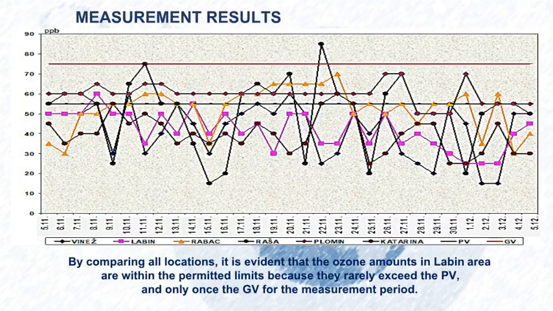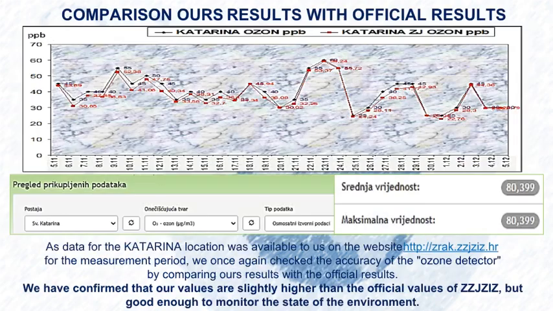On all locations, it is evident that the ozone amounts in the Labin area are within the permitted limits, because they rarely exceed the PV, and only once the GV for the measurement period. As data for the Katarina location was available to us, we once again checked the accuracy of the ozone detector by comparing our results with the official results. We have determined that our values are slightly higher than the official values, but good enough to monitor the state of the environment.